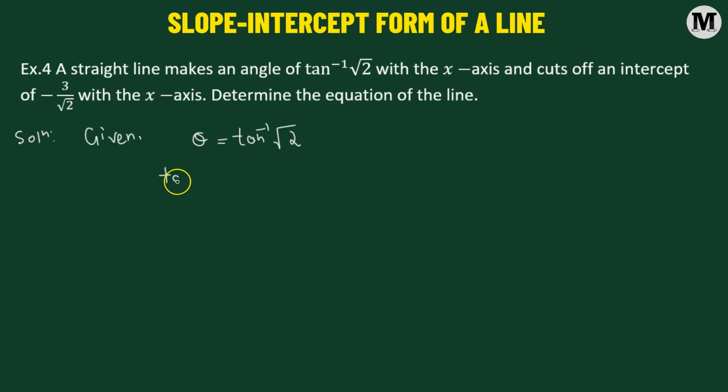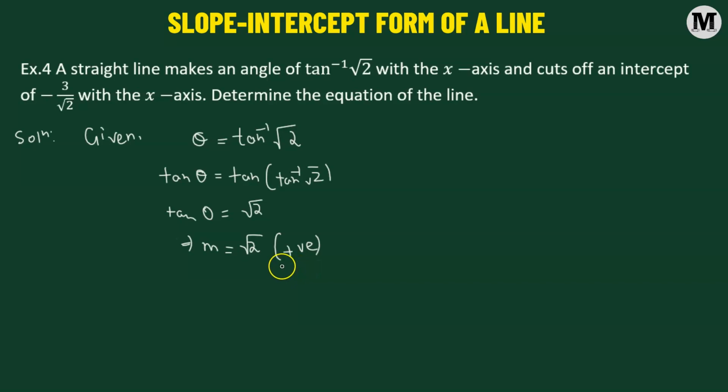To find the slope, we'll take the tangent on both sides. So we get tangent theta equals tangent of the inverse tangent of square root of 2. That means tangent theta equals square root of 2. So this is going to be the slope of the line, m equals square root of 2. That's a positive value, and this being a positive value means theta is an acute angle.